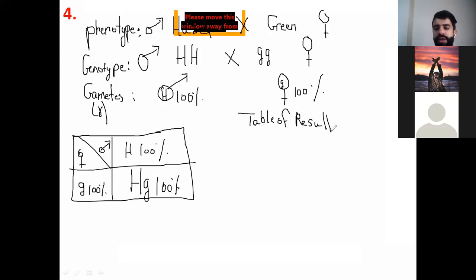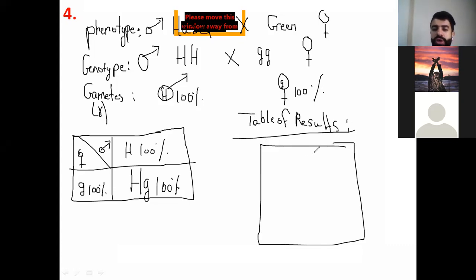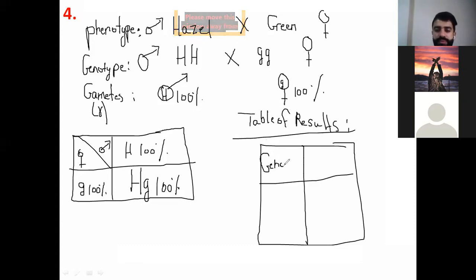In the table of results, what do we have to do? We have to put genotype and phenotype. All of them, the steps are the same. So only study these steps, and you can solve any exercise. Here we have genotype, and here we have the phenotype.